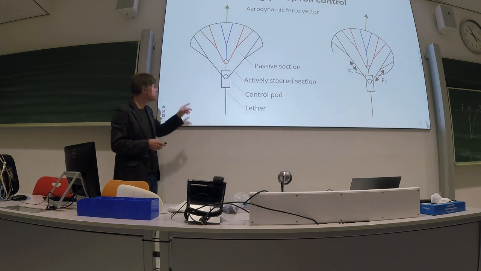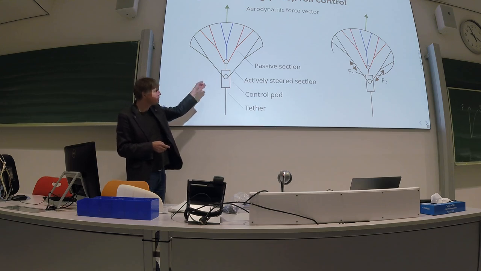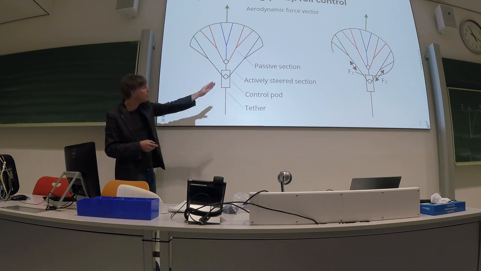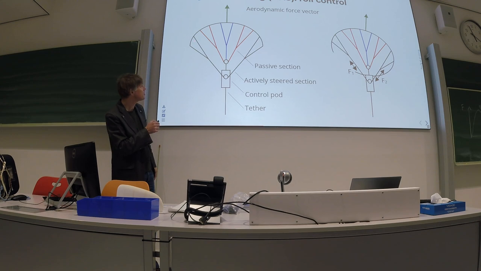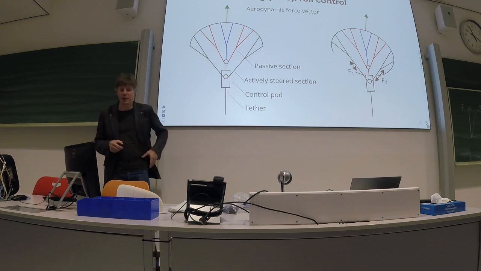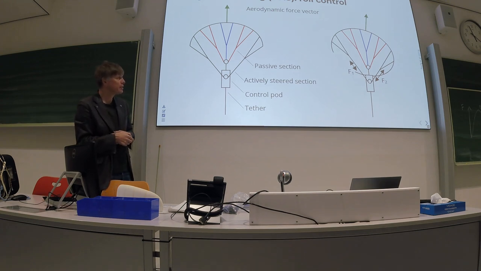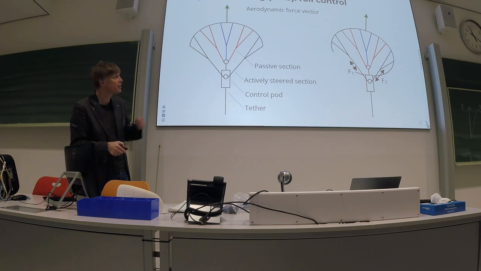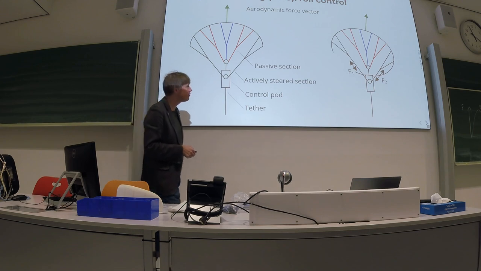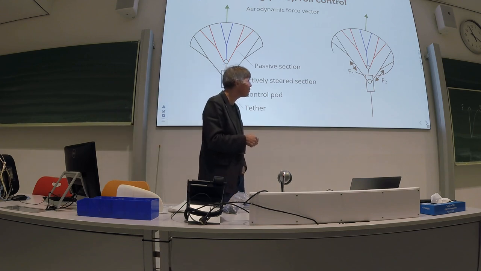They use a control unit and a specific steering concept that I show here. So this is the wing, that's the control unit. In the control unit they have a mini winch that can roll the entire wing, which you see here. And by rolling, they rotate the aerodynamic lift vector either to the left or the right.